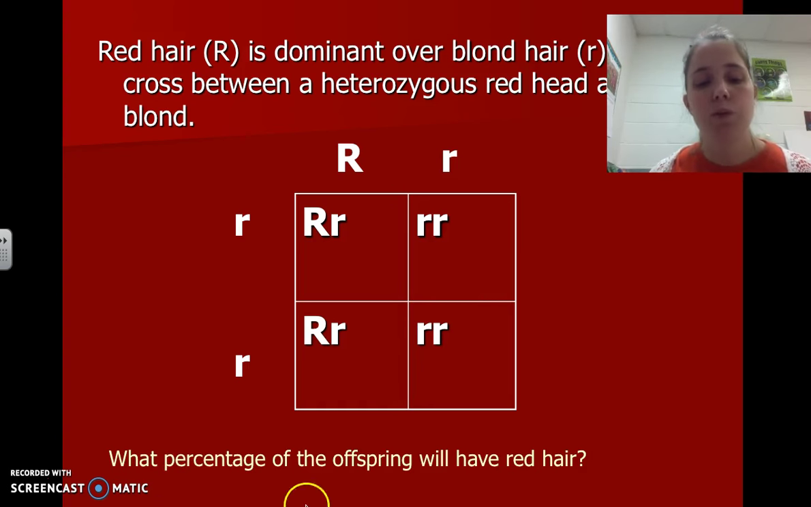So if we ask the question, what percentage of the offspring will have red hair? Well, this guy has red hair, this guy has red hair, blonde hair, blonde hair, so there would be 2 individuals out of 4, and if you do a percentage, that is 50% will have red hair.